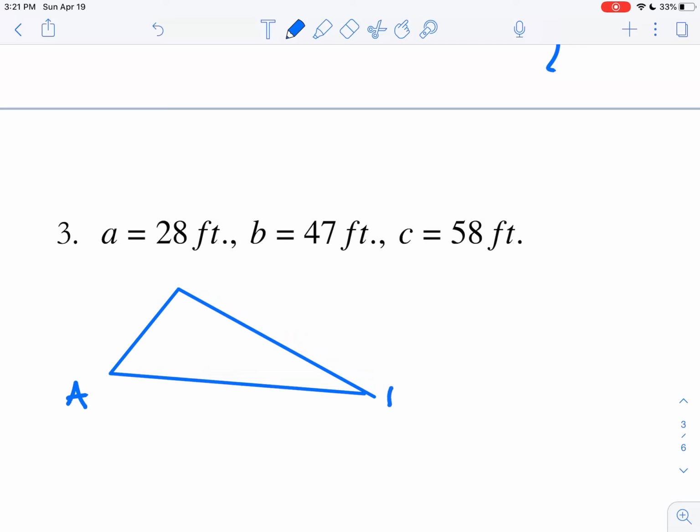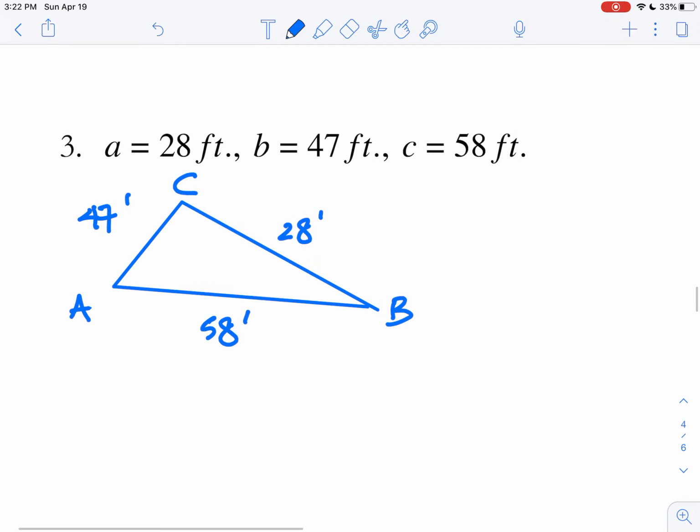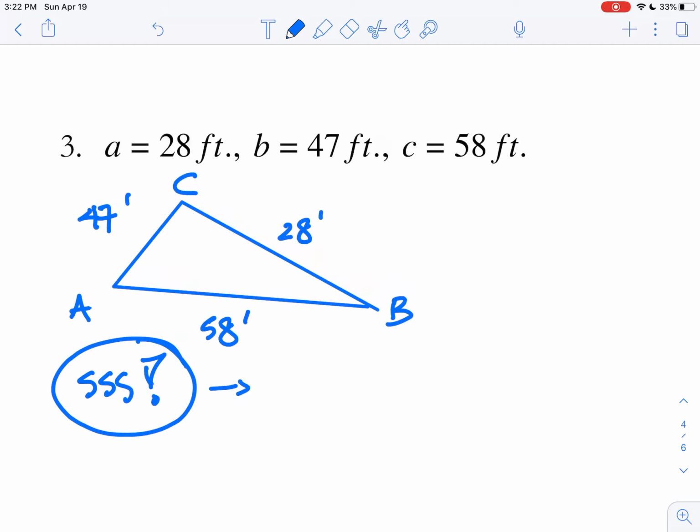Okay, so let's label our triangle. We've got this is 25 feet, we've got this as 47 feet, and we've got little c as 58 feet. All right, so folks, this is such a classic law of cosines situation because we have side, side, side, okay? So this one is definitely asking us to use our law of cosines.